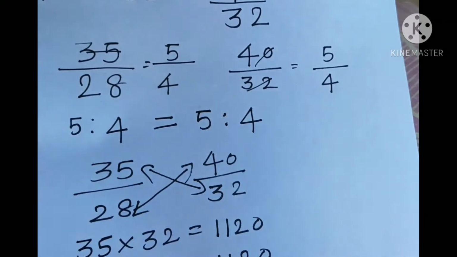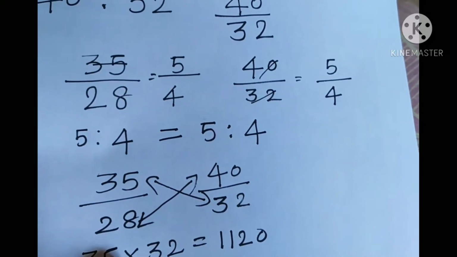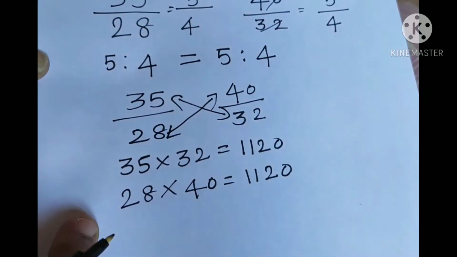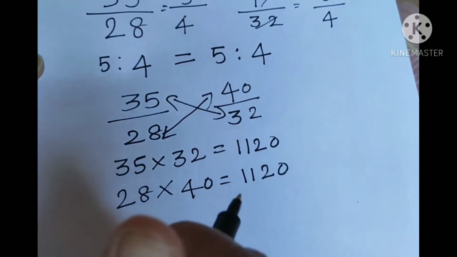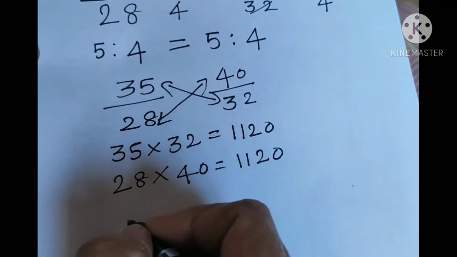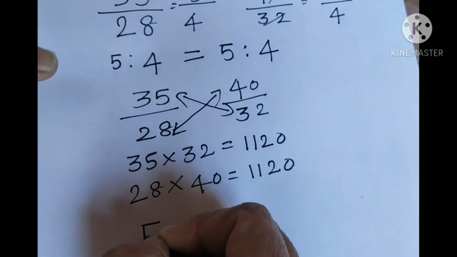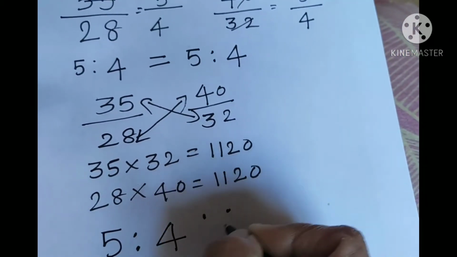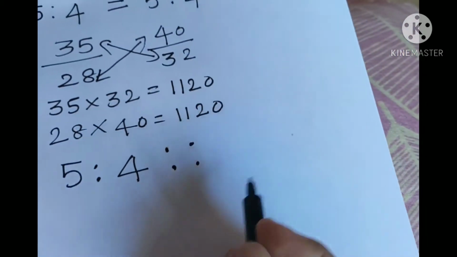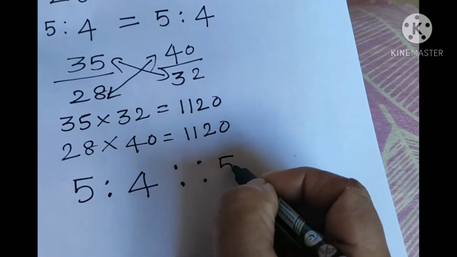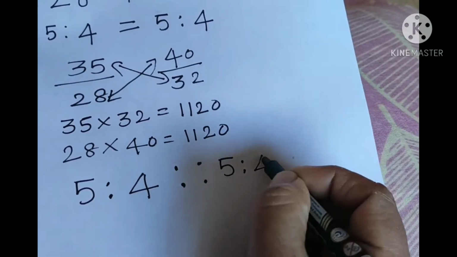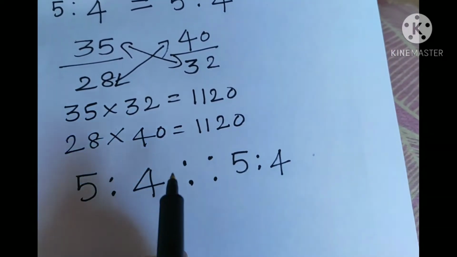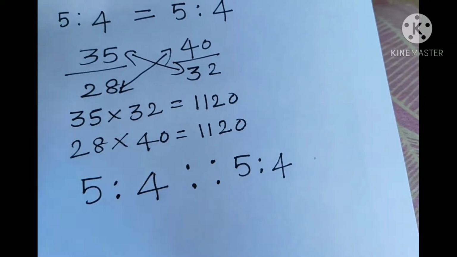Now both the ratios are equal. Its lowest term is equal. So if both the ratios are equal, then they are said to be in proportion. The sign for proportion is 4 dots. We can write 5 is to 4, proportion, 1, 2, 3, 4 dots, again 5 is to 4. If both the ratios are equal, then they are said to be in proportion.